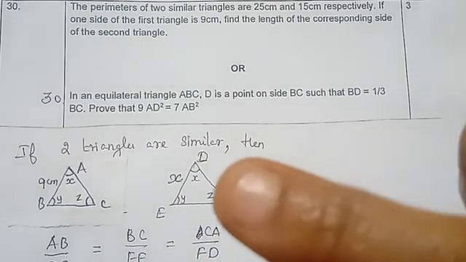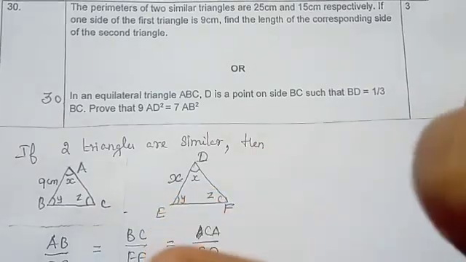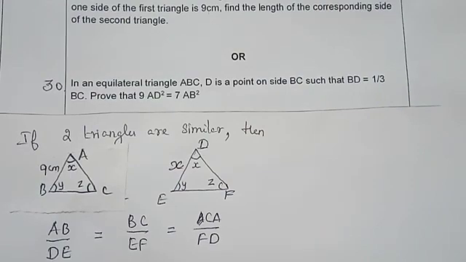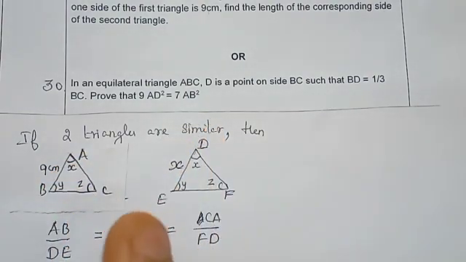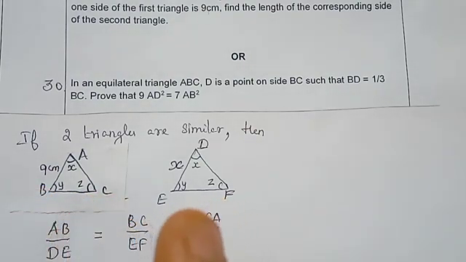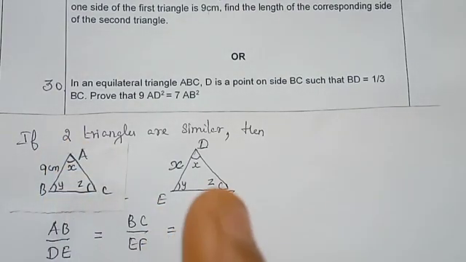So to find the corresponding side X value, if this is a similar triangle, we can write AB by DE is equal to BC by EF is equal to CA by FD. That is, side AB divided by side DE is equal to side BC by side EF is equal to side CA divided by side DF or FD.